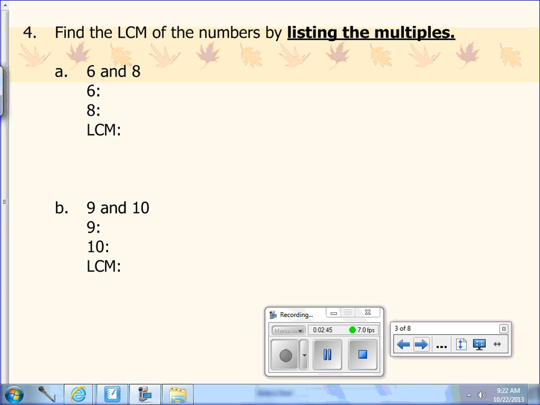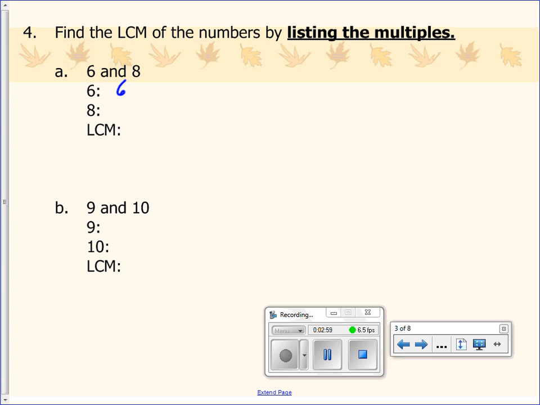Now, you're going to be instructed in some of your lessons to find the least common multiple of the numbers by listing the multiples. And it's just to show that you know what the multiples are. So let's list the multiples of 6 and 8. So the least common multiple of 6 and 8 is 24.